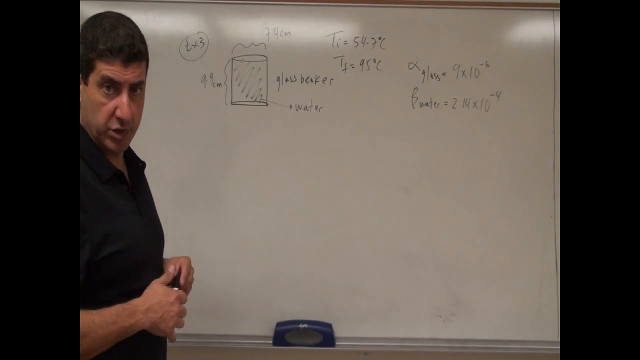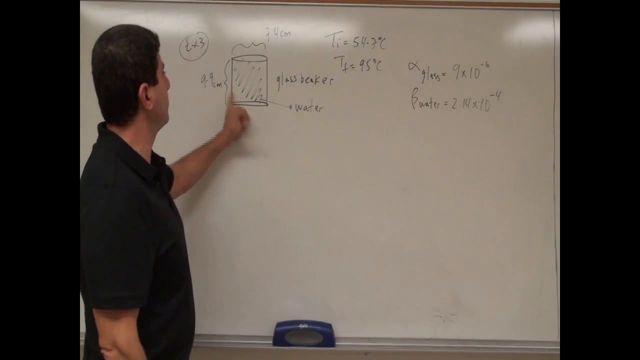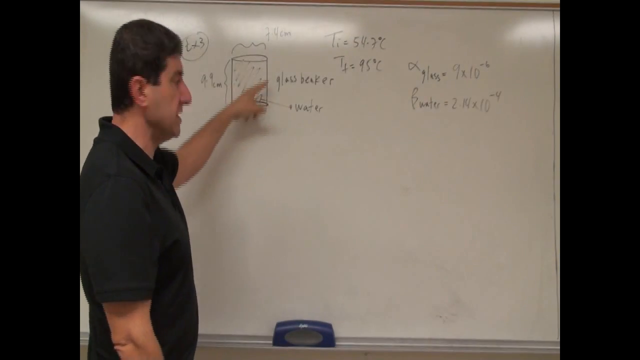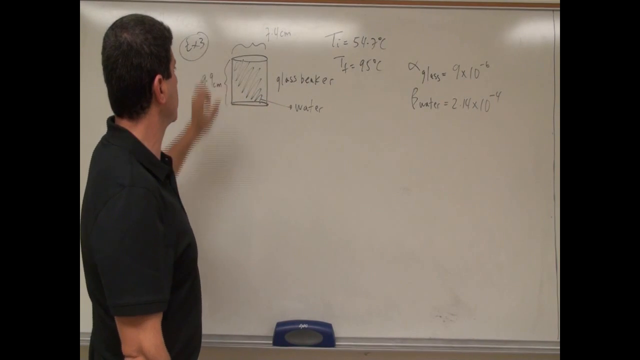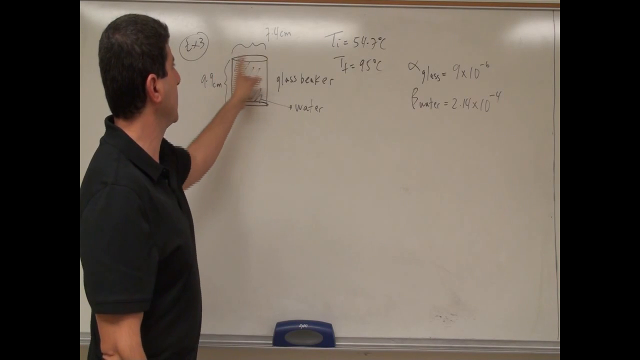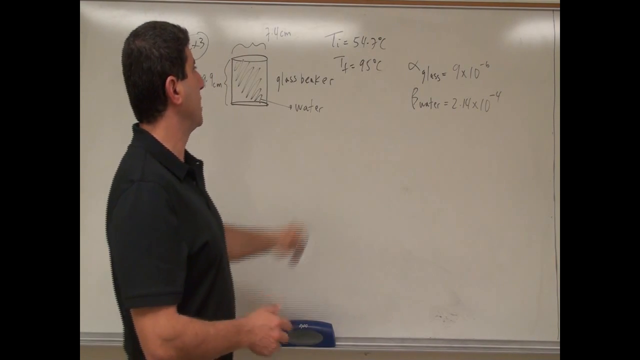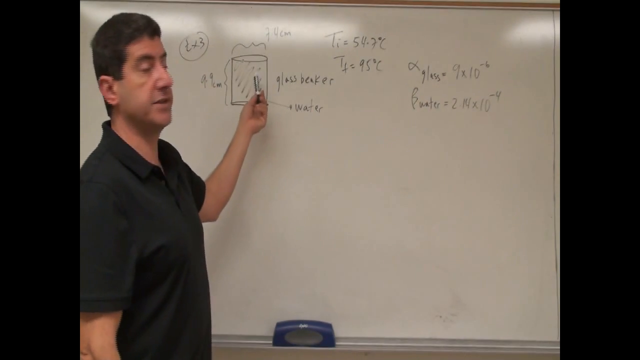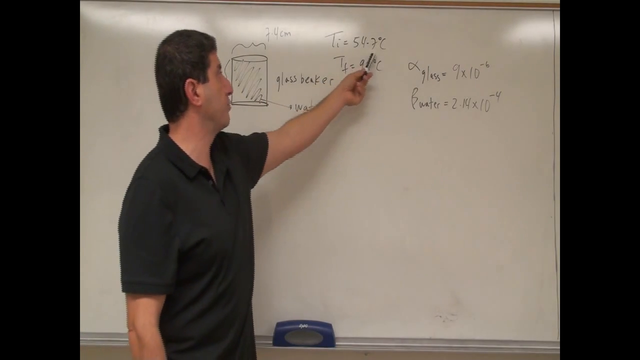Now we come to example 3 of the expansion of materials. We have a glass beaker completely filled with water. The dimensions of the beaker are given: 9.9 centimeters in height, and the diameter is 7.4 centimeters. The initial temperature of the beaker and the water is 54.7.